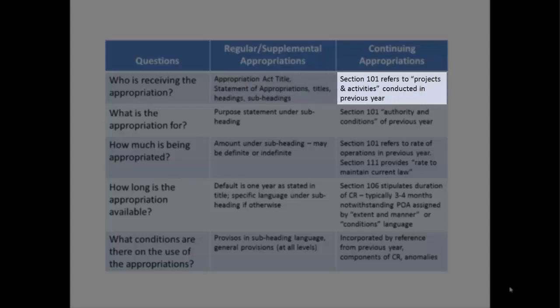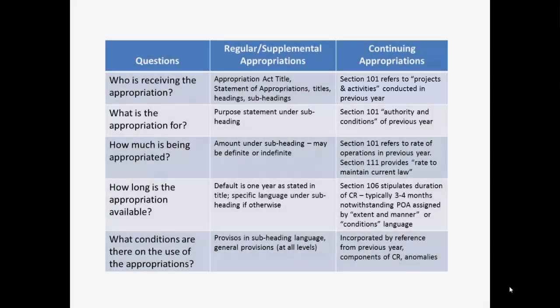With a CR, we do not have this information. Rather, we're given a roadmap to find it by referring to the previous year, incorporated by reference, which has all of the identifying information listed above.